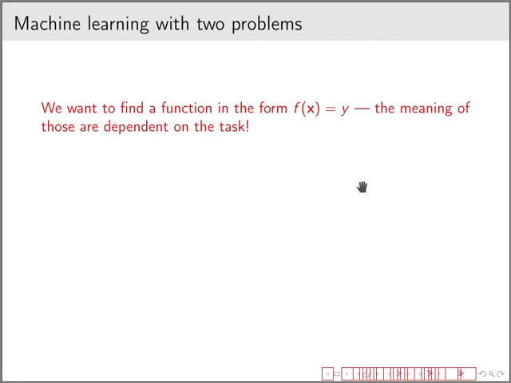So in machine learning in general, what we want to find, being really rough here, so it's a general idea, is a function in the form f of x equals y. The meaning of those f, x, and y are dependent on the task we have at hand.